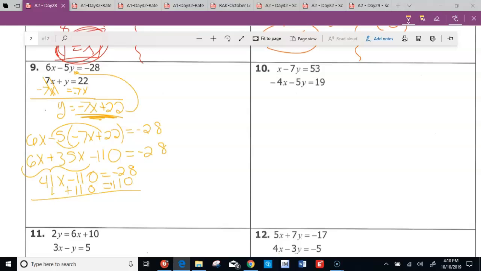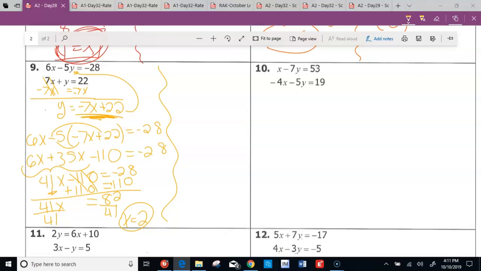When I do that, the 41x falls down. These cancel out. Negative 28 plus 110 gives me 82. I divide by 41, and then I get x equals 2. There's my first answer.